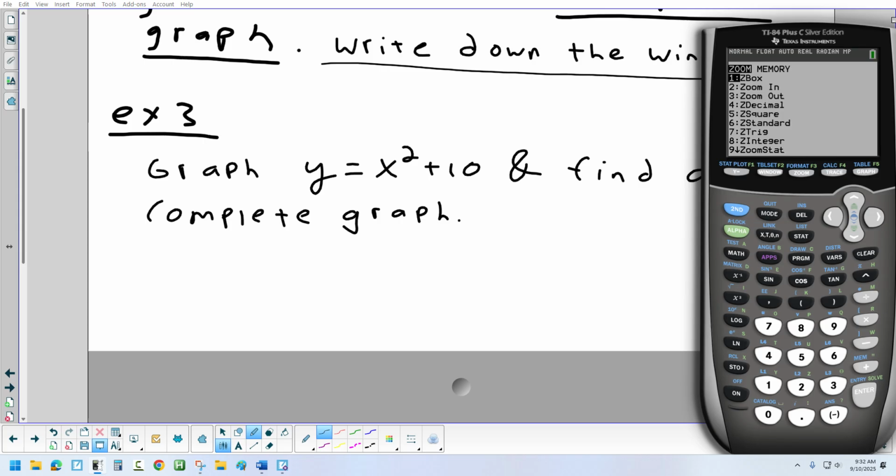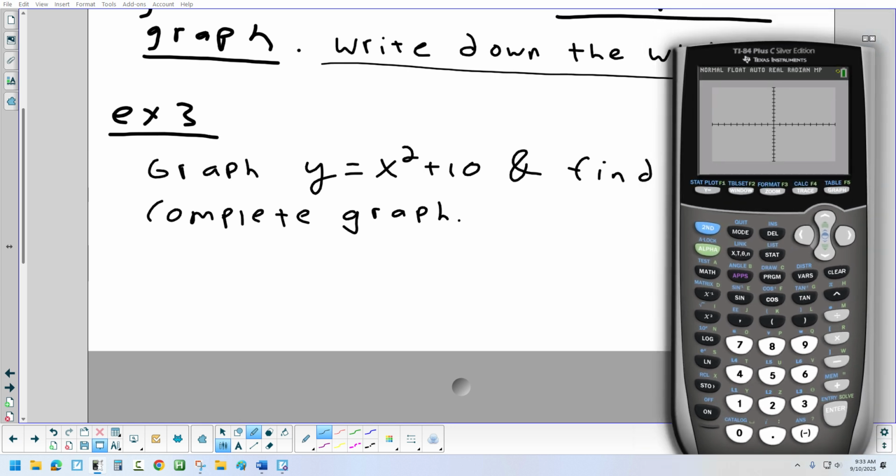Yeah, we just use the standard zoom, and that's going to set your window -10 to 10 and -10 to 10. So after you type in x squared plus 10, do zoom 6. Wait for the yellow circle to stop spinning in the upper right. Is that a complete graph? No, that's an awful graph. You can't see anything at all of what you just drew.